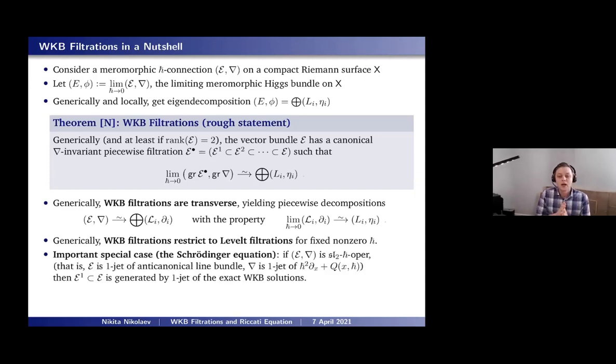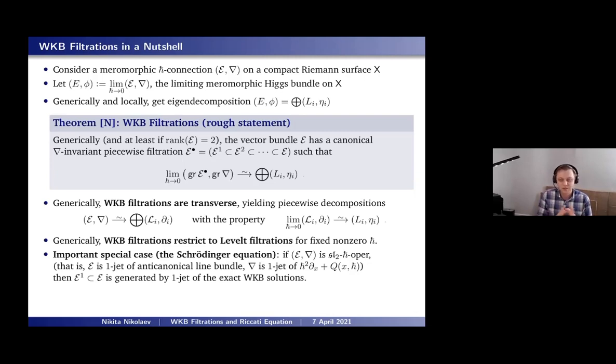Okay, so I guess a word about why I call them WKB filtrations in the first place. The reason is that there's a super important special case of this whole business, and that is the case of Schrodinger equations. So just one-dimensional, complex, stationary Schrodinger equations. In order to see the connection, you kind of need to geometrize the situation a little bit.